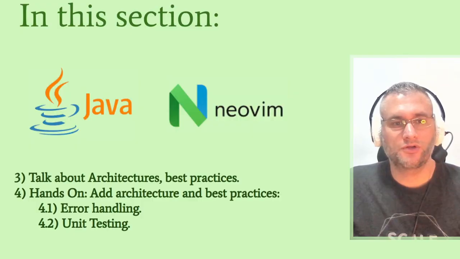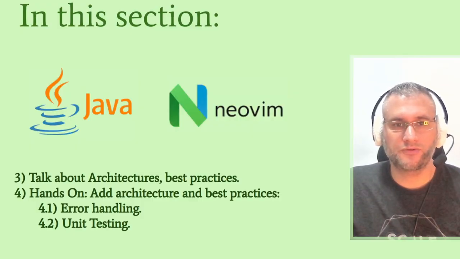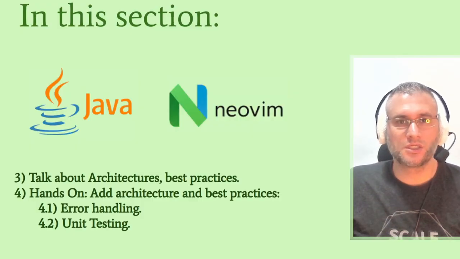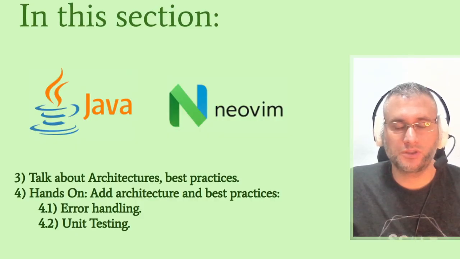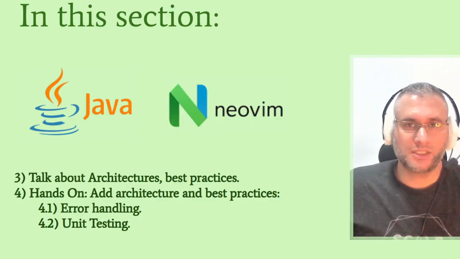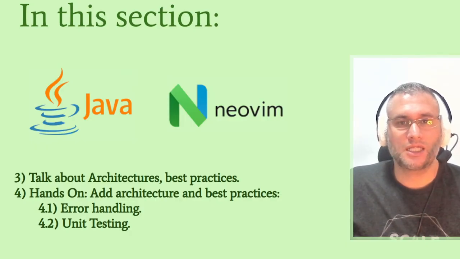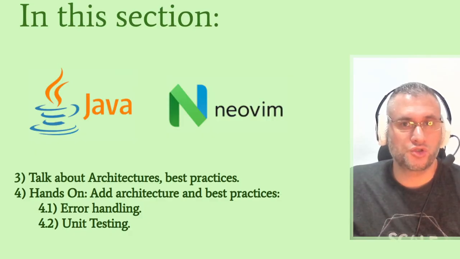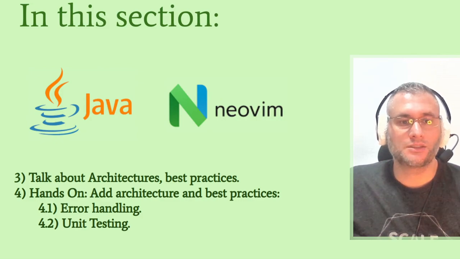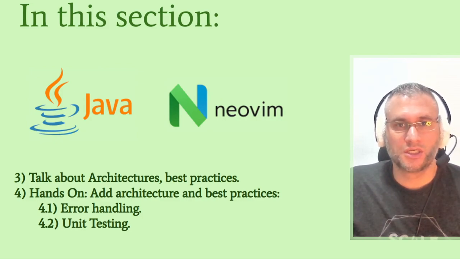Finally, I'm going to talk about the different architectures and the best practices that we should use in our projects. And with that theory, I'm going to do another hands-on to add this architecture and best practices to the project. I'm going to show how you should work with the error handler and unit testing in the project. With that, let's start with the project.